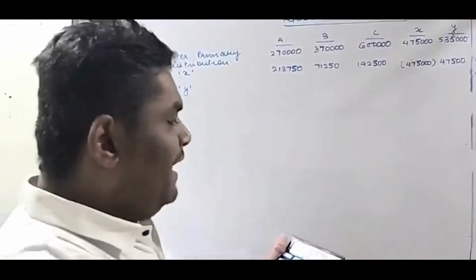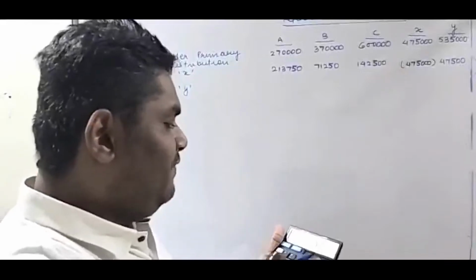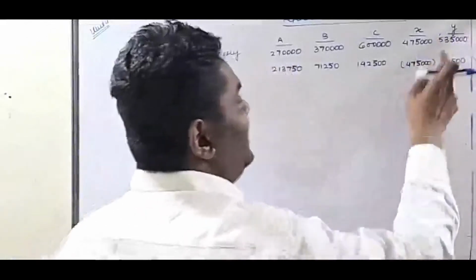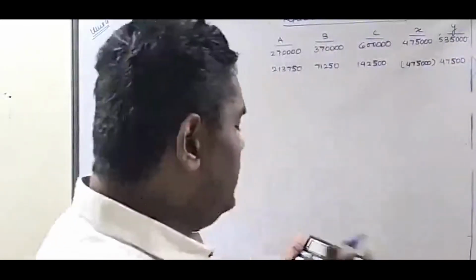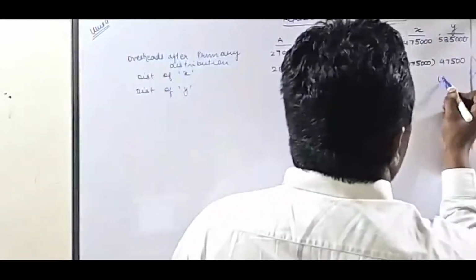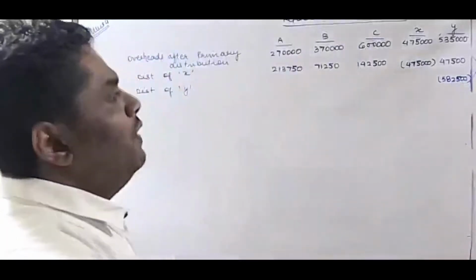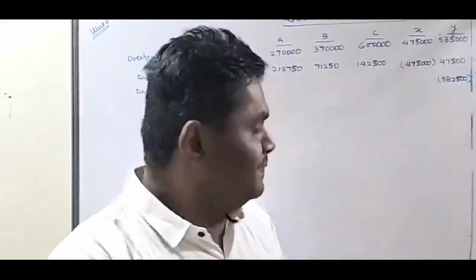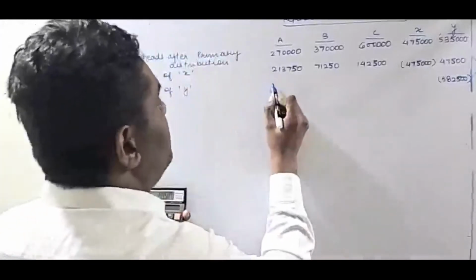Now let's distribute Y. The total overheads of Y are how much? 5,35,000, the original overheads of Y, plus 47,500 that is distributed from X. So the total overheads are 582,500. Now the overheads of Y will be distributed as follows, wherein 60% goes to A. So 349,500 goes to A.